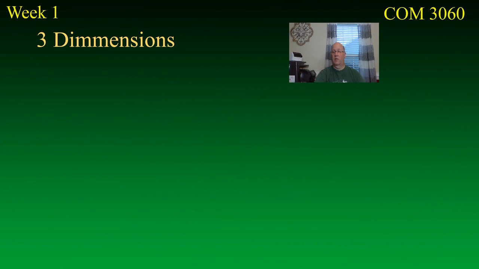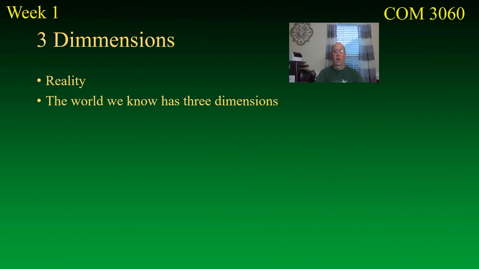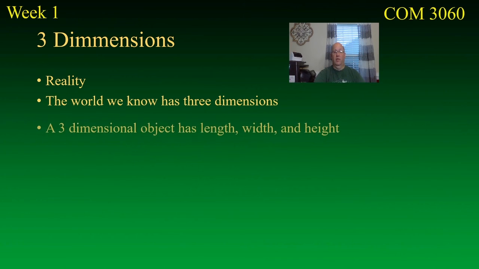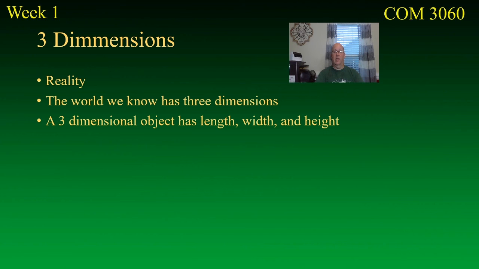Okay, 3 dimensions should be relatively easy to understand. That's reality. That's what we're used to. The world we know has 3 dimensions. A 3-dimensional object has length, width, and height. And so basically any object you can imagine, like this, for example, this is tall if it's up this way. It's got width, and it's got depth at the same time. And so we can see this as something that has dimensions. You can turn it around, see it from different angles.